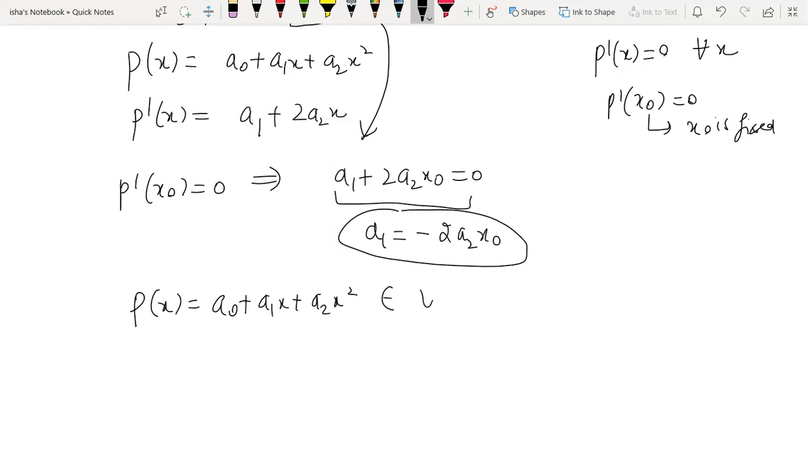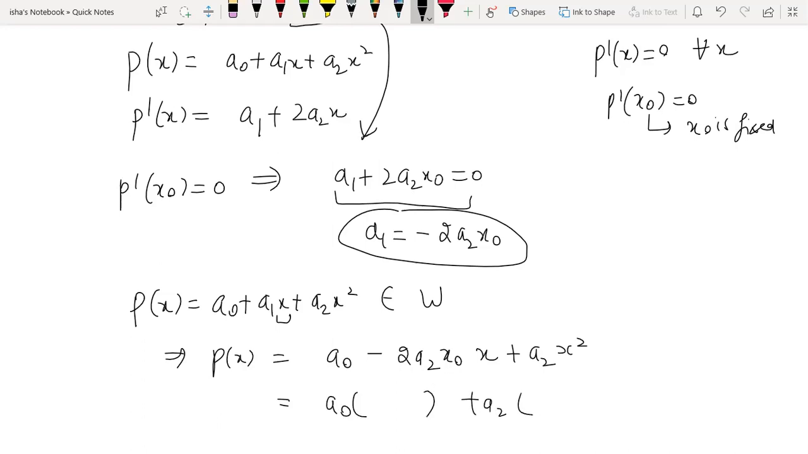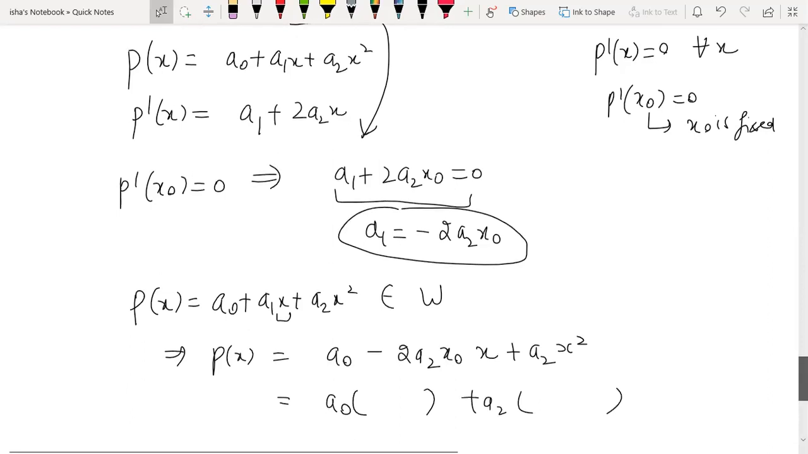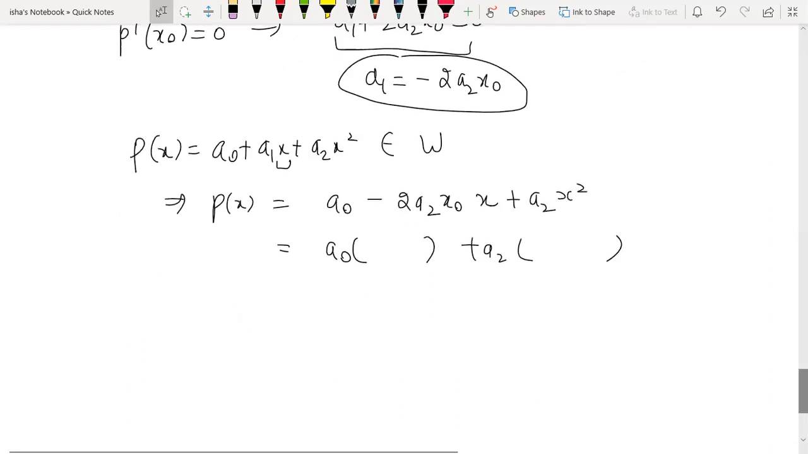So this belongs to W, which implies I will be using this condition now. A1 I can substitute as minus 2 times A2 x naught into x. This x will still be there. I have just substituted for A1 and no substitution for A2. A2 remains A2. So you see, out of the original 3 variables, I am able to write it in terms of 2 constants. One of them is A0, one of them is A2. So you write it like this. The number of arbitrary coefficients has reduced because one of them has been expressed in terms of the other.